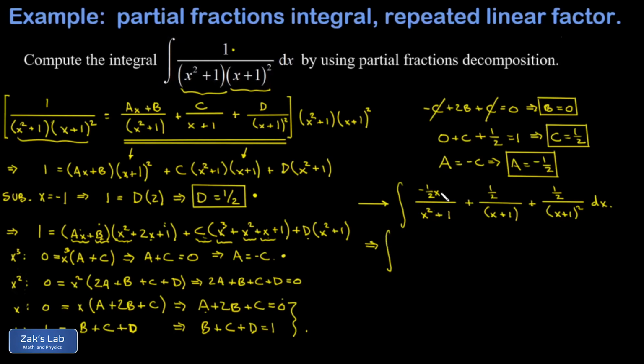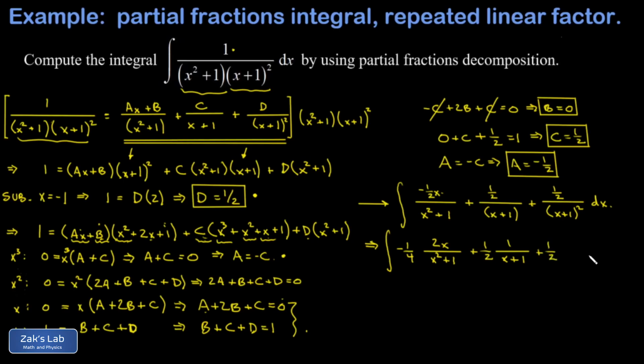And in that first piece, what I want is a 2x in the numerator. So I'm going to multiply by 2 and divide by 2. My fraction becomes a negative 1/4 out in front. And I get a 2x in the numerator, x squared plus 1 in the denominator. So now I see the derivative of the denominator sitting in the numerator, and I know this integrates to a natural log. In the second term, I just pull the 1/2 out in front, and I have a 1 over x plus 1, which integrates to a natural log.